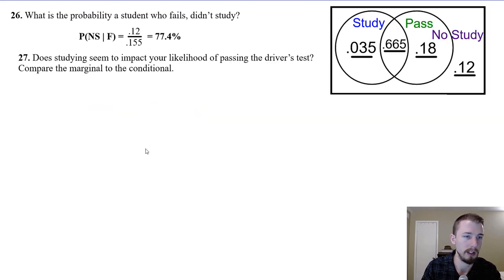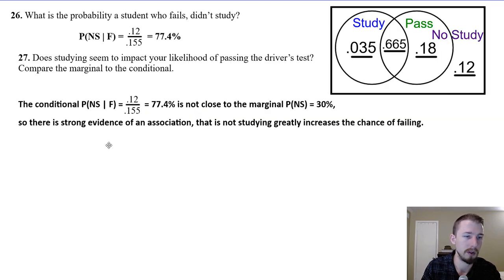Sorry, go back here. So the conditional was 77.4%, which is not close to the marginal for not studying of 30%. So there's strong evidence of association that not studying greatly increases the chances of failing.